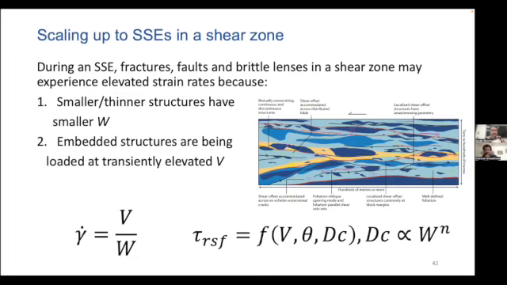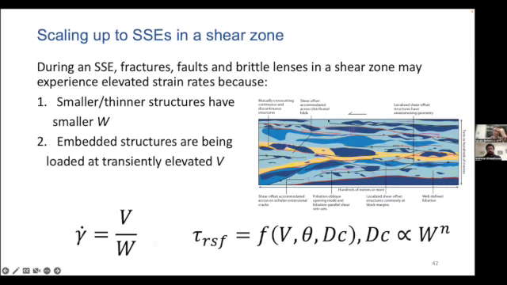So scaling this model up to slow slip events in a natural fault, we're making a couple of assumptions here. We're saying that during a slow slip event, smaller fractures and faults and brittle lenses in a shear zone may experience elevated strain rates because of two reasons. The strain rate is simply the ratio, in this case, of the loading velocity divided by the width of the shear zone or the width of the fracture and so on. A smaller fracture, or a thinner structure, is going to have a smaller width.